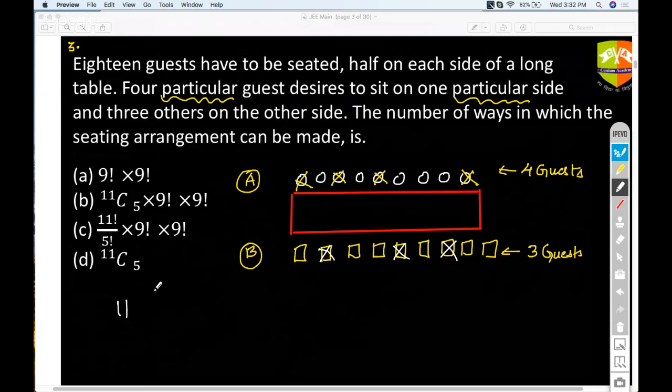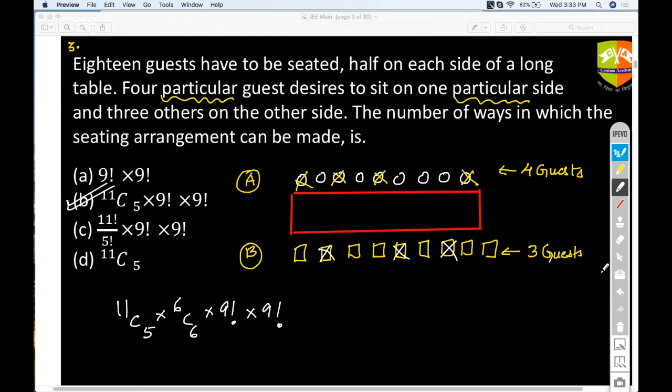And let me start by filling the side A of the table. So I need 5 more people to make it a set of 9. So I can choose it in 11C5, right? And whatever people remain, they can be sent to the side B. So if you want, you can write 6C6, but this is immaterial because that's going to be 1. Okay? But on each side, we can now arrange the 9 guests who are seated. So side A, the 9 guests can be arranged in 9 factorial ways. Side B also 9 guests can be arranged in 9 factorial ways. And therefore, your answer is going to be option number B.